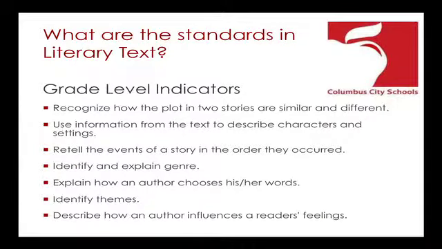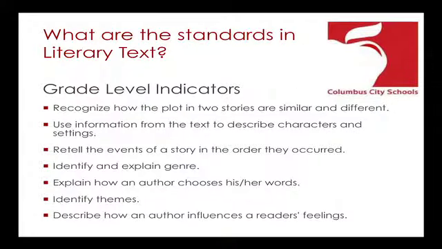All of the different parts of the OAA have what you call standards, and under those standards are grade level indicators. Grade level indicators are what your child should know and be able to do by the end of 3rd grade. So some of the 3rd grade level indicators under literary text are: 1, students need to be able to recognize and describe similarities and differences of plot across literary works.